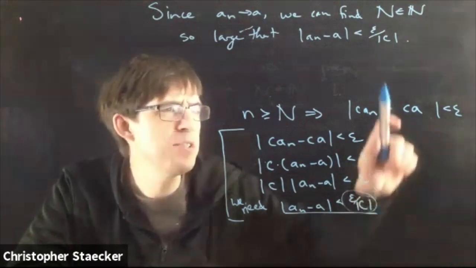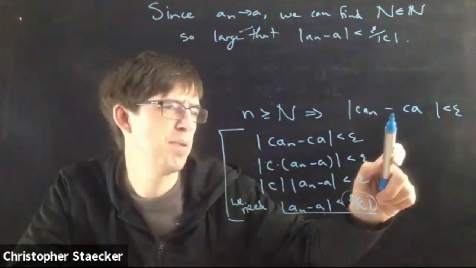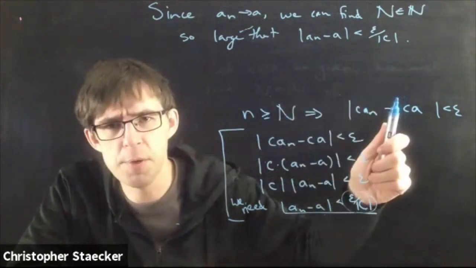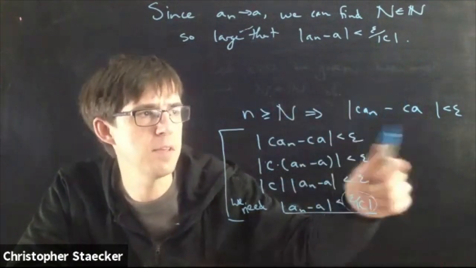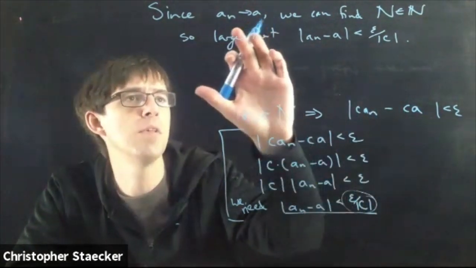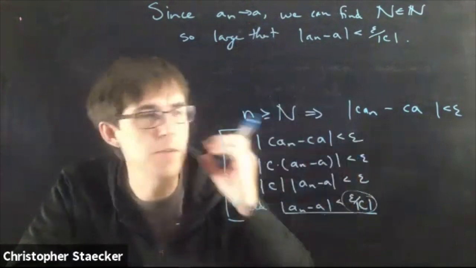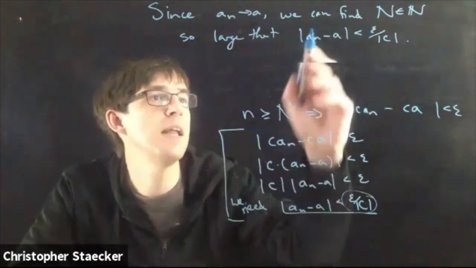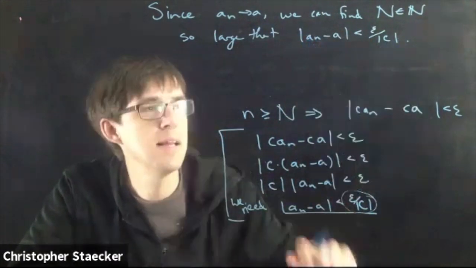By the way, I'm assuming that C is not 0. Sorry, I probably should have mentioned this before. If C is 0, then the whole thing is obvious. You just get 0 for the limit immediately because everything here is 0. So we're assuming C is not 0. If C is 0, you can't do all of these same tricks, but the whole theorem is much easier if C is 0 anyway.